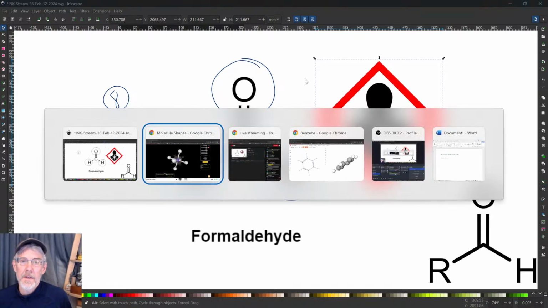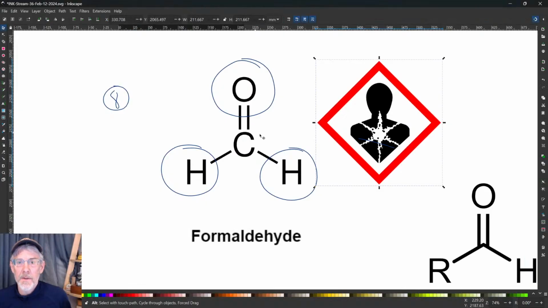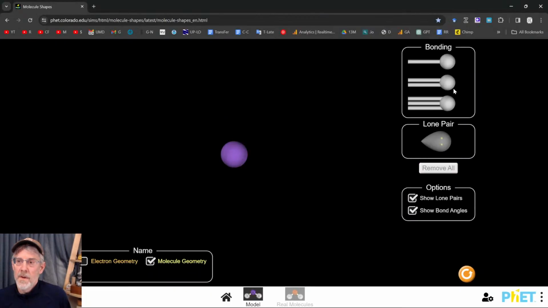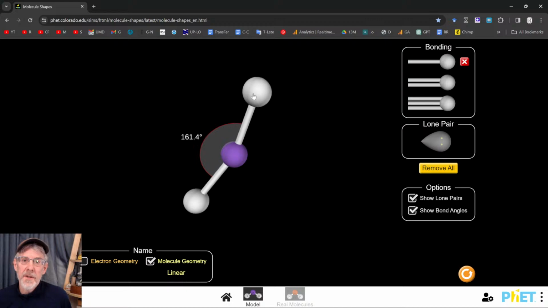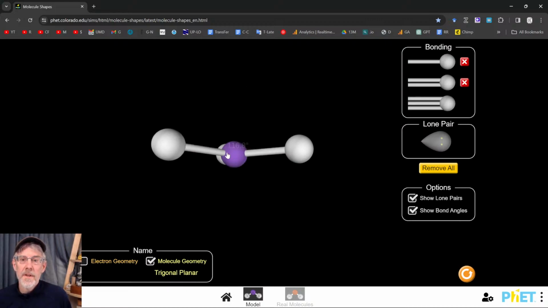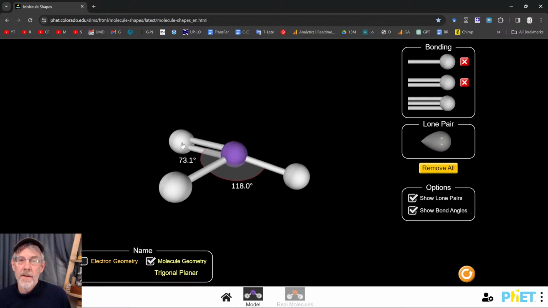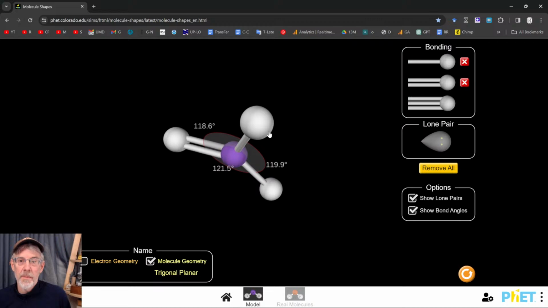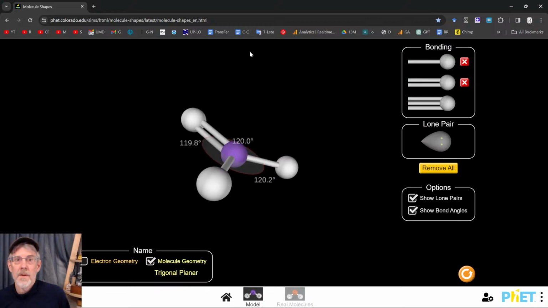Let's build that. What do we got? We got a double bond with 2 hydrogens. All right, so these would be our 2 hydrogens, and then we have a double bond oxygen. And so you can see it's right in that plane there. It's that trigonal planar. 3 things attached, no lone pairs. Yeah, so I'm confident with that answer.